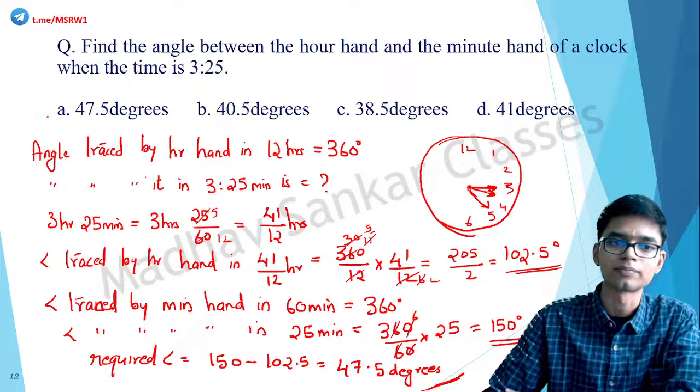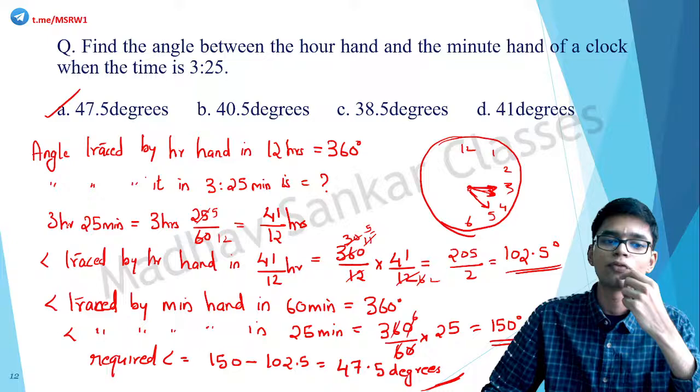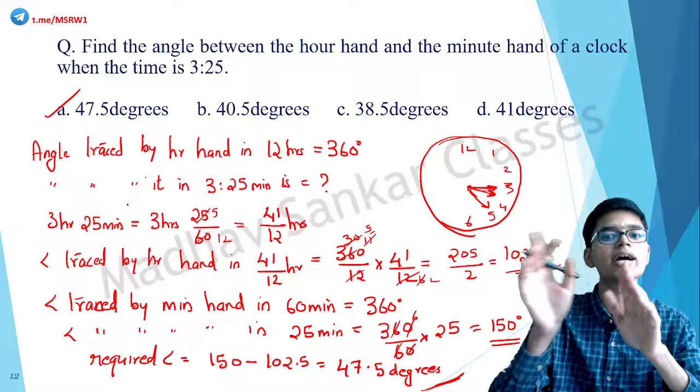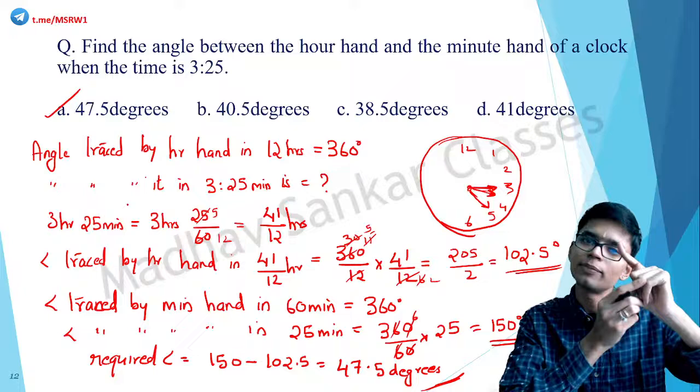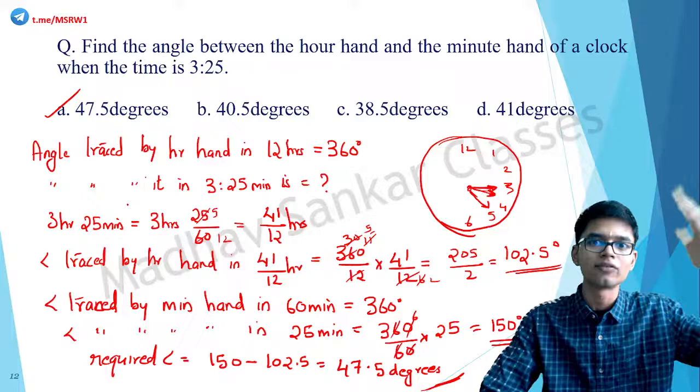Clear. This is the concept that you have to keep in mind. The hour hand will always move a bit extra. That is why, for 3 hours and 25 minutes, we had to find how much the hour hand moved. We did not find how much the hour hand moved in 3 hours alone. Even for that 25 minutes, the hour hand will slightly move a bit, so we had to factor that in also. If you understand that concept, this question is nothing. Find the angle moved by the hour hand, find the angle moved by the minute hand, subtract it. That's the answer.